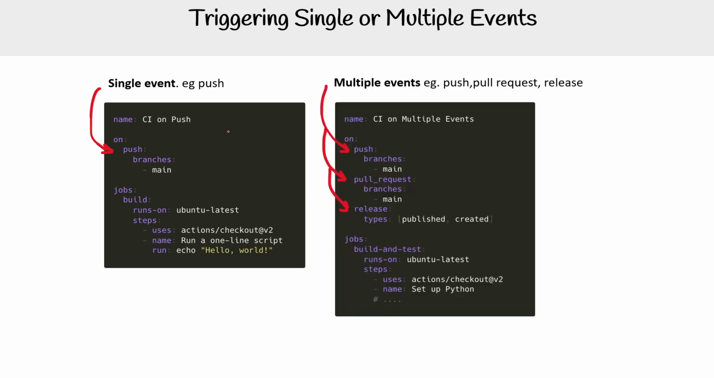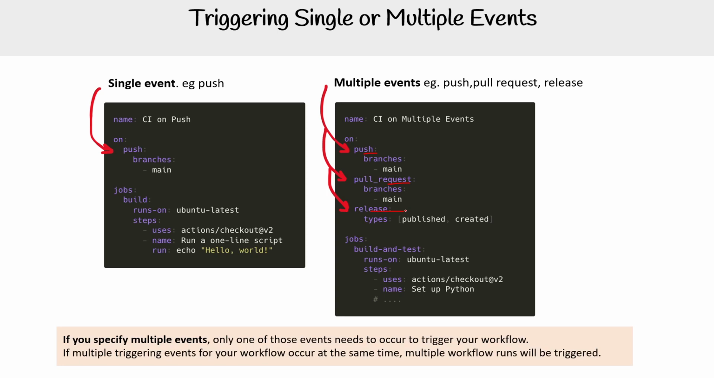You can have multiple events. So in this case, we have push, pull request, and release. So what happens when you have multiple events? Well, if you specify multiple events, only one of those events needs to occur to trigger your workflow. However, if multiple triggering events for your workflow occur at the same time, multiple workflow runs will be triggered, okay?